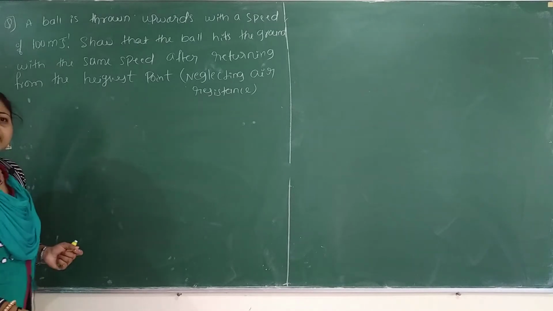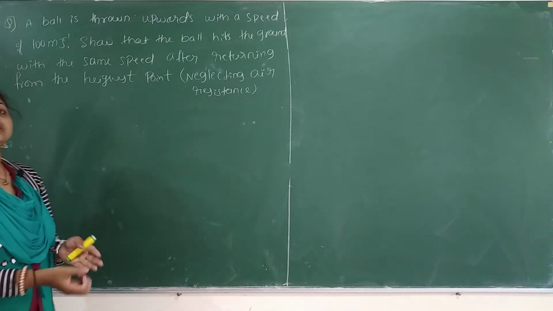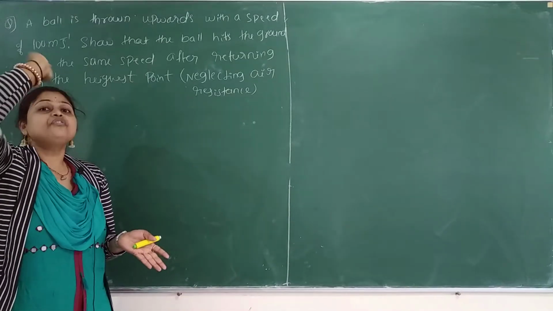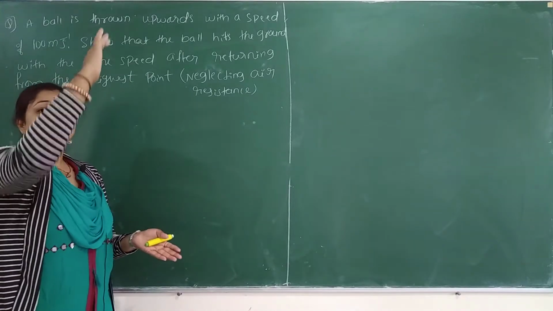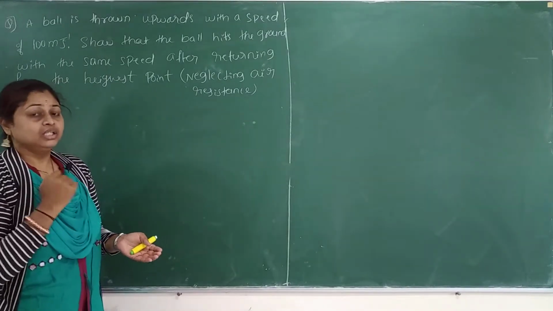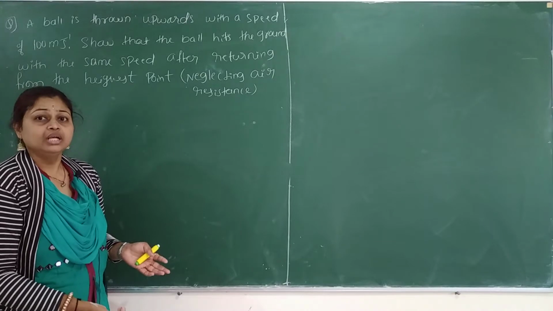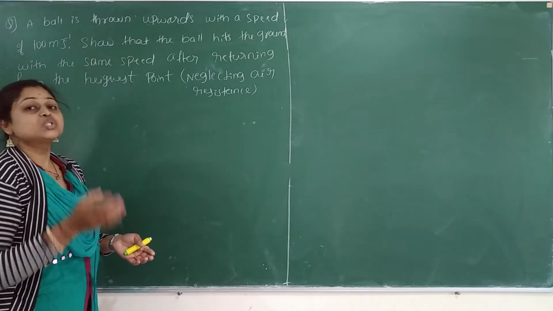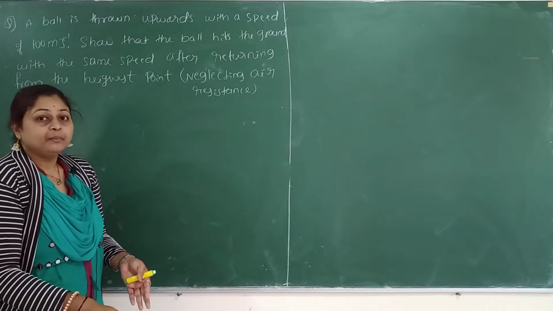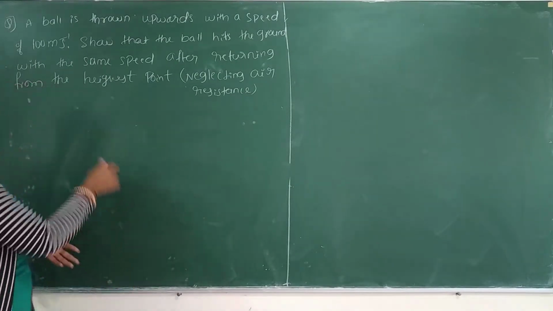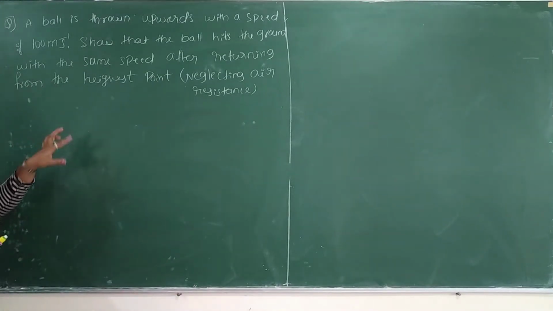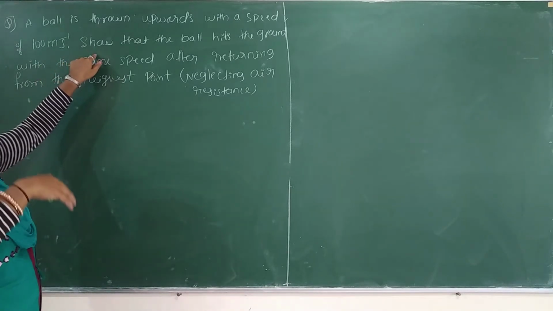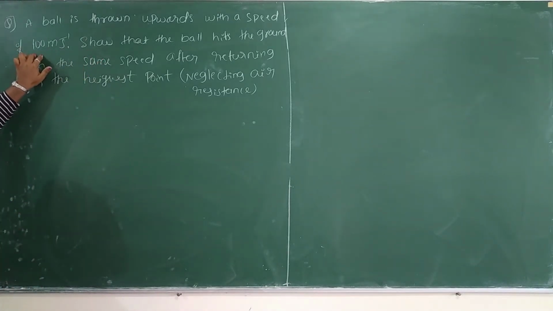Once you throw any object or any ball, it will reach a certain height. After reaching that highest point, again it will come back towards the earth or the ground or the original position. So once it reaches the highest point and returns to the ground, it will hit the ground. At what speed will the ball hit? You have to show that the hitting velocity will be equal to the initial velocity, that is 100 meter per second.